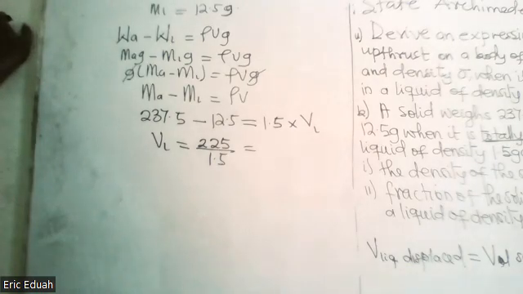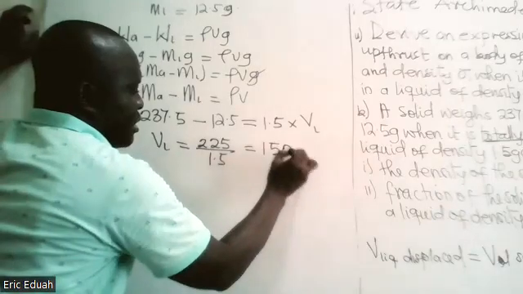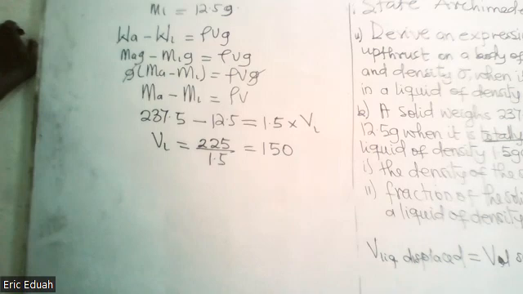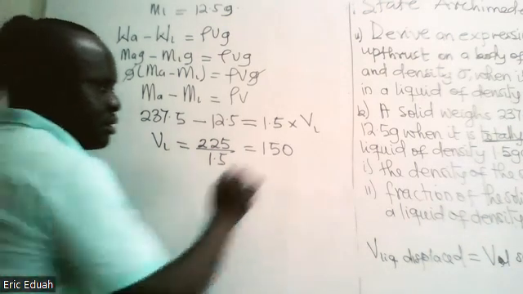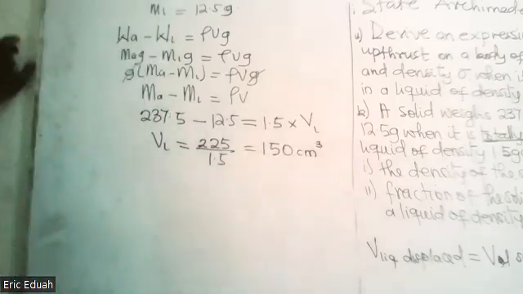What is 225 divided by 1.5? 150. 150. What unit must this be? Cubic centimeter. So cm cube. Are we okay?